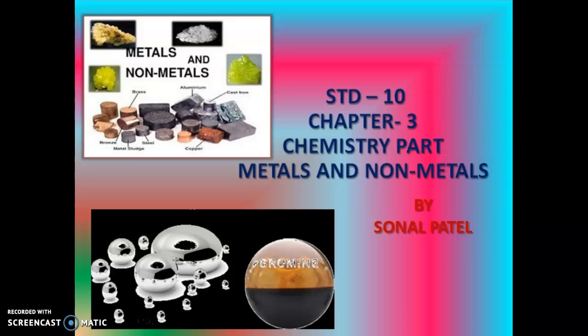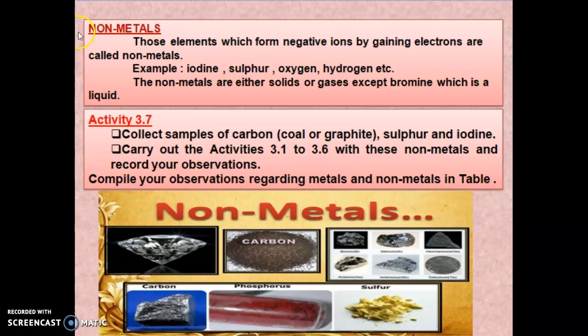Today we will see part 2 of chapter 3, metals and non-metals. In this part we will discuss the properties of a non-metal. So first, what is a non-metal? Those elements which form a negative ion by gaining electrons are called non-metals. For example, iodine, sulfur, oxygen, hydrogen, etc. The non-metals are either solid or gaseous except bromine, which is a liquid.